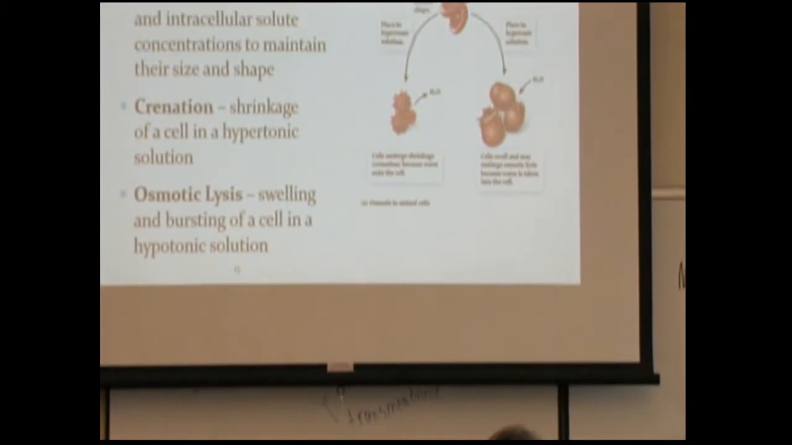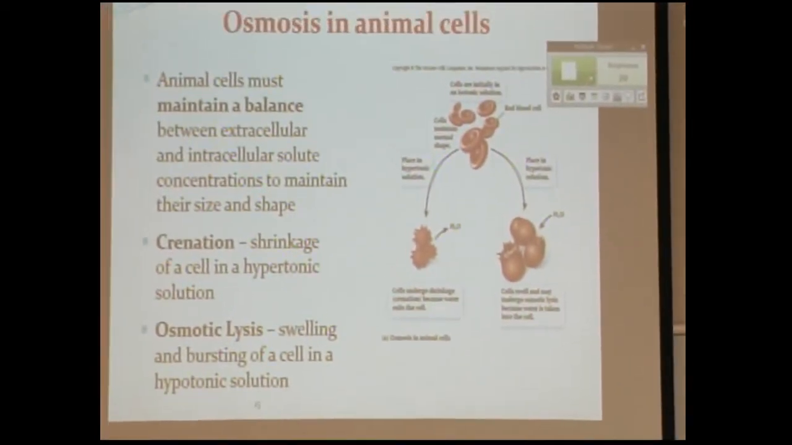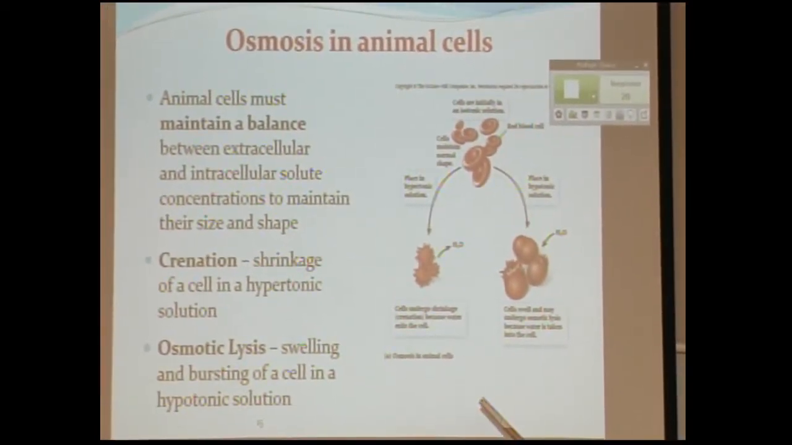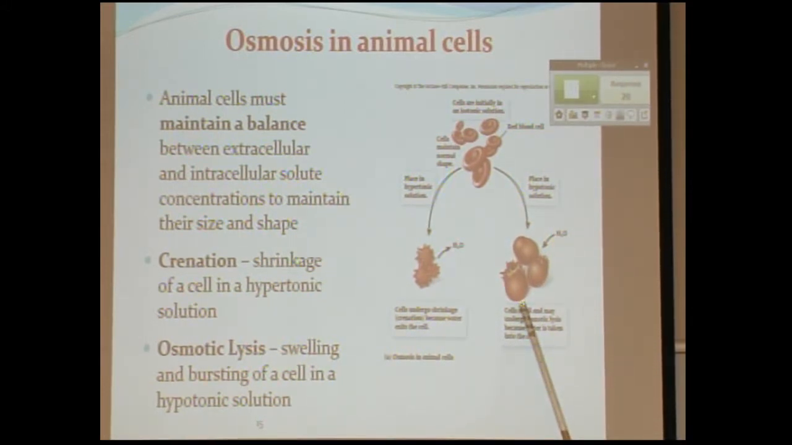All right, we're going to practice that some more in a second. First, let's talk about our cells. If you put, for example, red blood cells in a hypertonic solution, where does the water go? It's going out, so the cells shrivel up. If you put them in a hypotonic solution, does the water go in or out? In. Cells would burst.